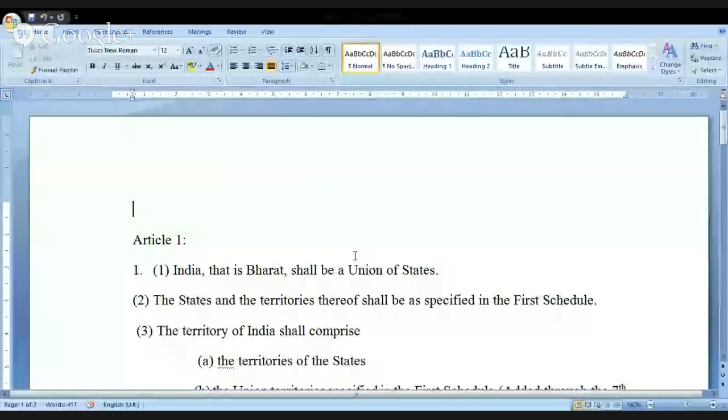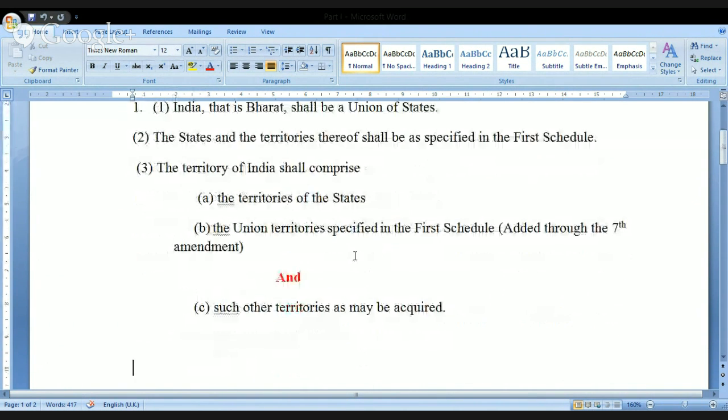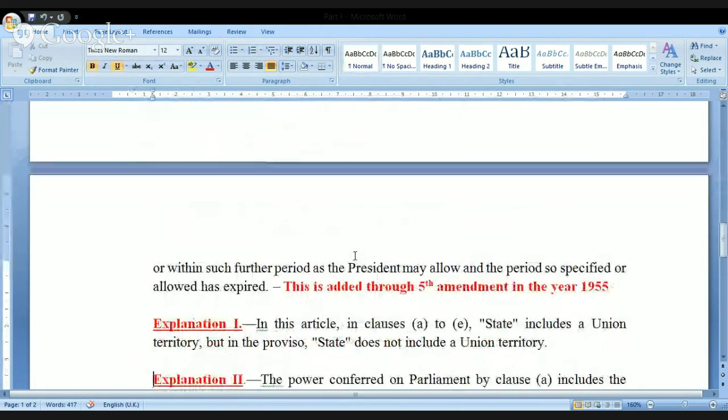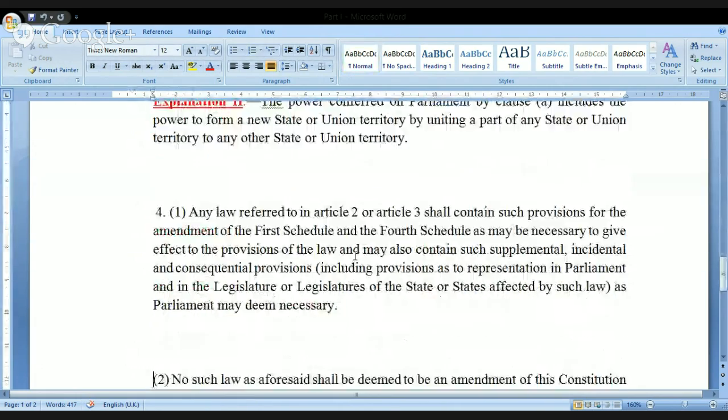Look at this. So we are talking about the union and its territories. And we have articles 1, 2, 3, and 4. Now, first let me talk to you about article number 1. I have all the articles here with me, article number 2, article number 3, and article number 4 at the end.